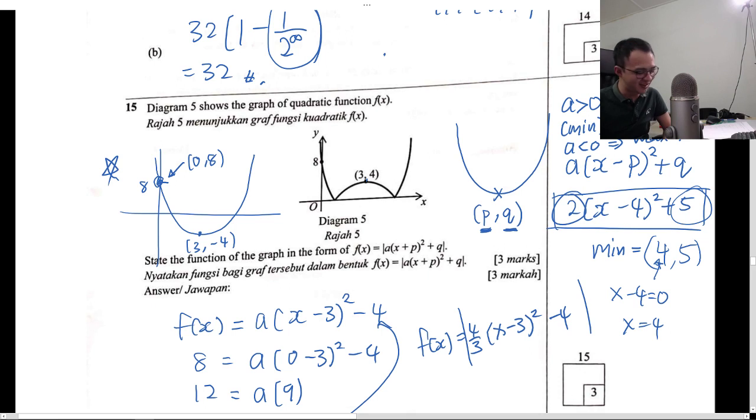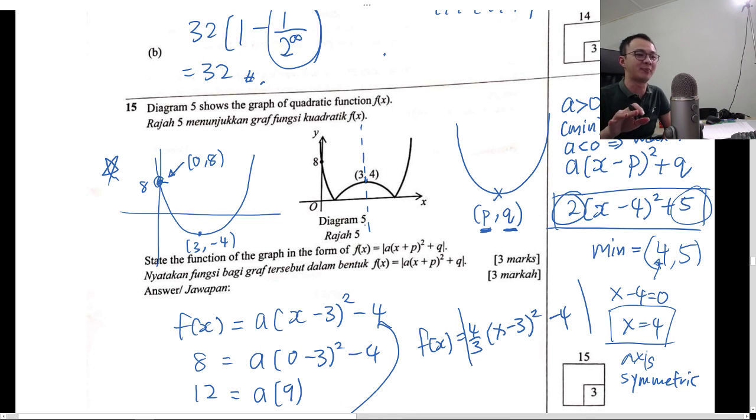No, the axis of symmetry is just your x value. In this case, x equals 4 will be your axis of symmetry. The axis of symmetry always passes through the x coordinate of your minimum or maximum point. So in this graph, your axis of symmetry is x equals 3. You just find where the minimum or maximum point is, and that x value is your axis of symmetry. Just write x equals something.